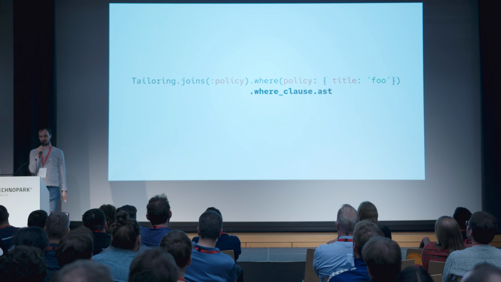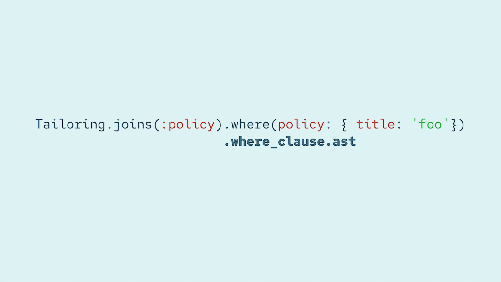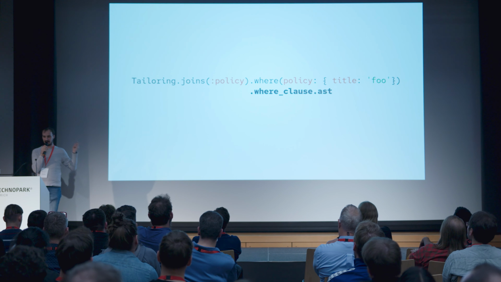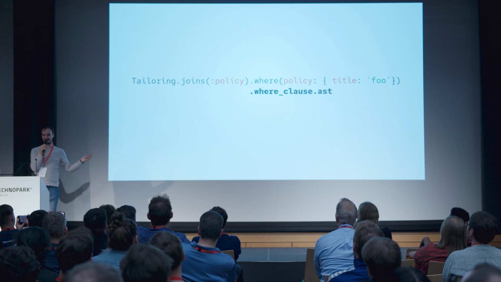So I took my query, and there is this nice tool where you can call where_clause.ast in your scope, and it gives you something like that. Oh, wait, you wanted to take a picture. Go ahead, we have time.